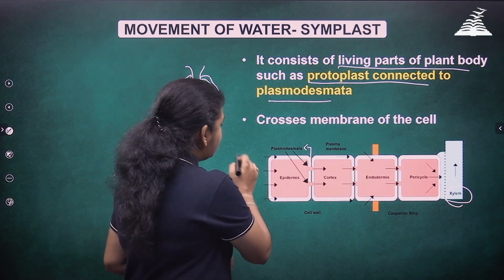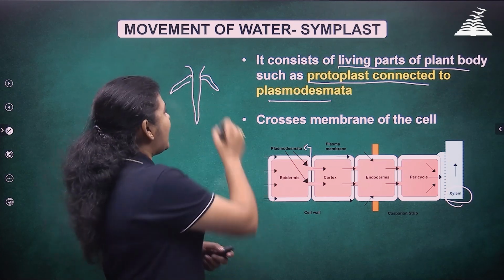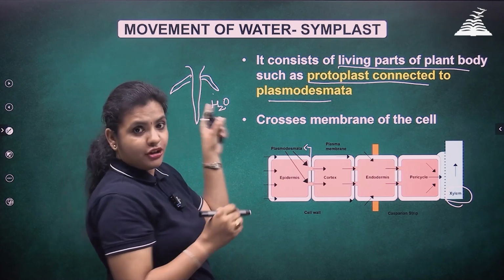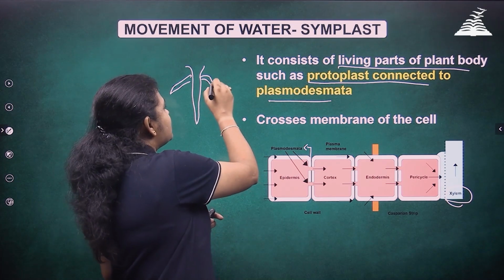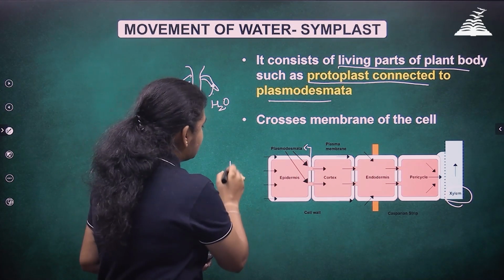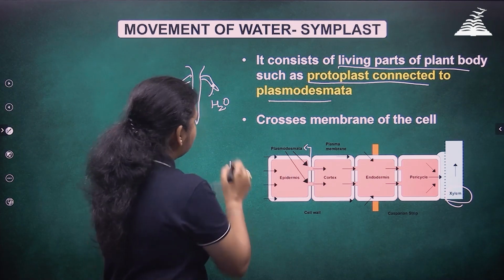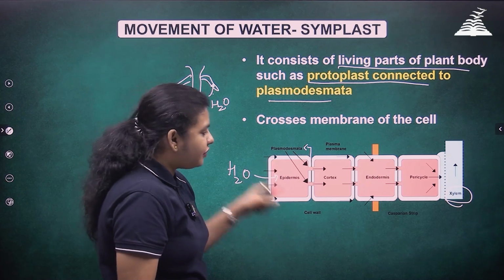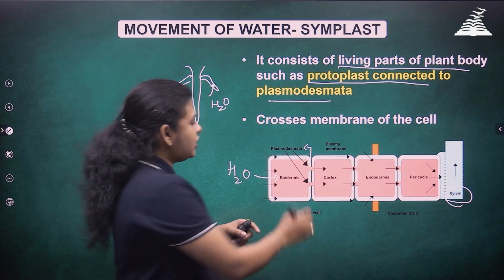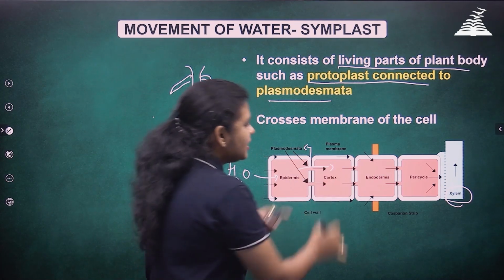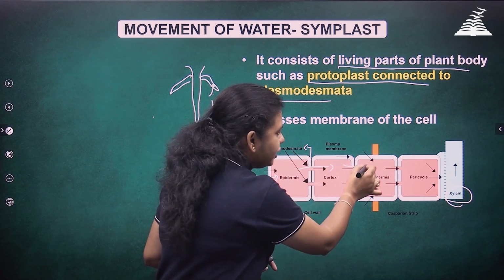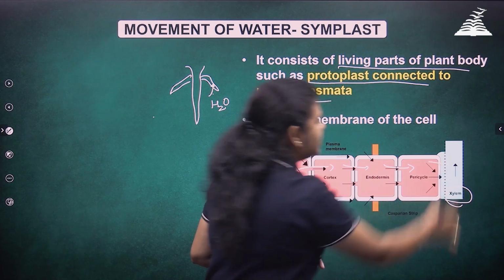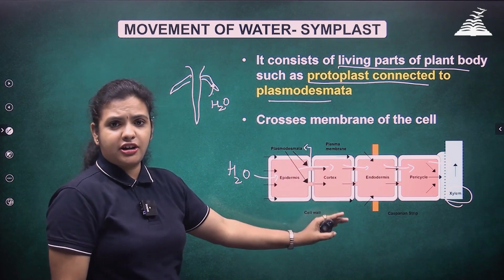And as water is being absorbed from the soil into the root, water just enters into the epidermis, right? So water from the root is going to go into the epidermis. From the epidermis through the plasmodesmata, it goes to the cortex. From the cortex, it goes to endodermis. From endodermis to pericycle, and then reaches the xylem, a very straight route.